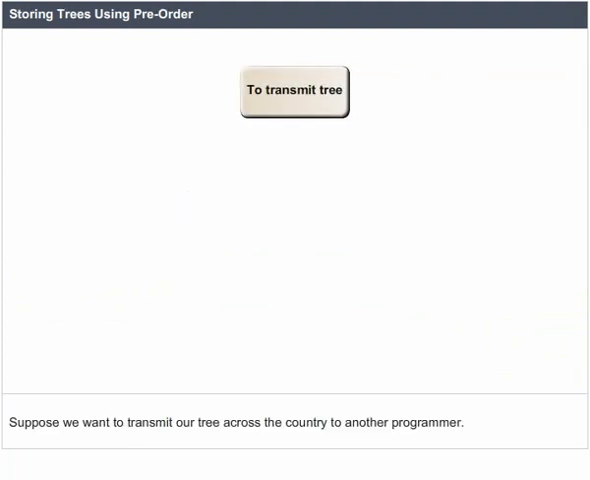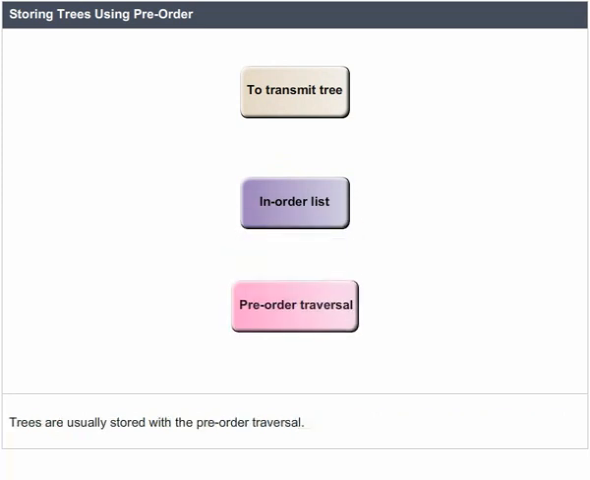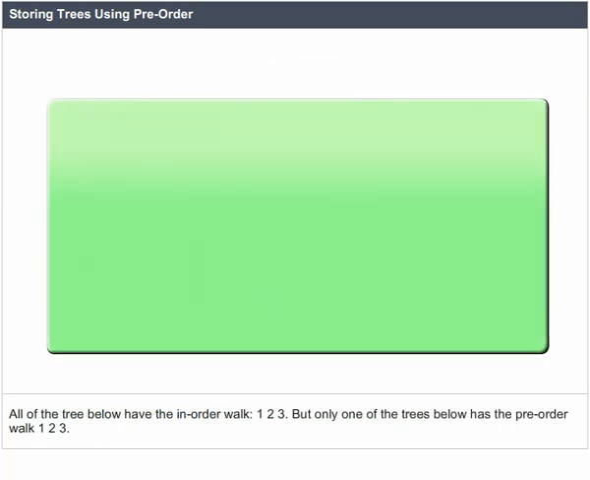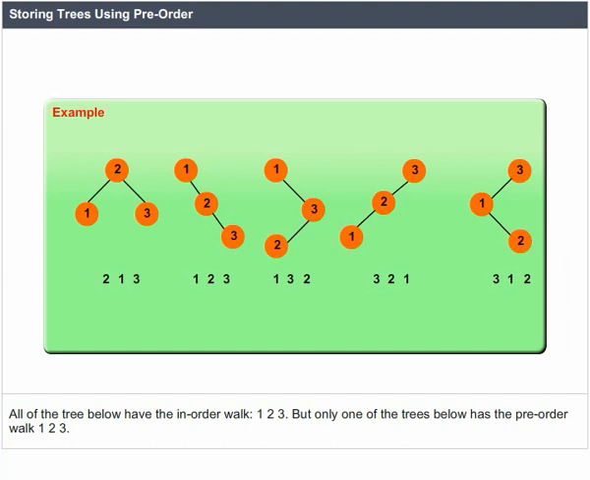Storing trees using preorder. Suppose we want to transmit our tree across the country to another programmer. Sending the inorder list would tell them the values but would not communicate how the tree is built. Trees are usually stored with the preorder traversal. All of the trees below have the inorder walk 1, 2, 3, but only one of the trees below has the preorder walk 1, 2, 3.